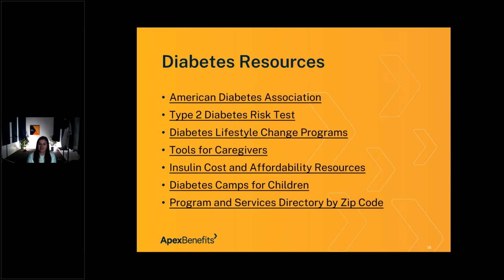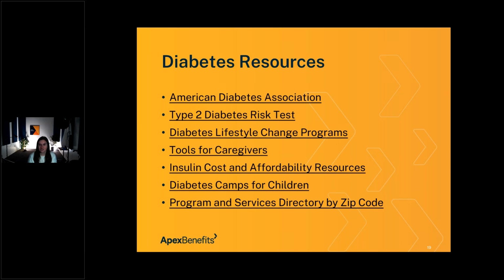I also made sure to add some tools for caregivers because some of you guys are caring for a kiddo or a spouse that has diabetes. So there's great tools out there for you guys as well. One of my favorite resources to add is some people don't know that there are fantastic camps all across America, especially for those kiddos with type 1 diabetes, so they don't feel alone. So I made sure to add that in case you didn't know about that.